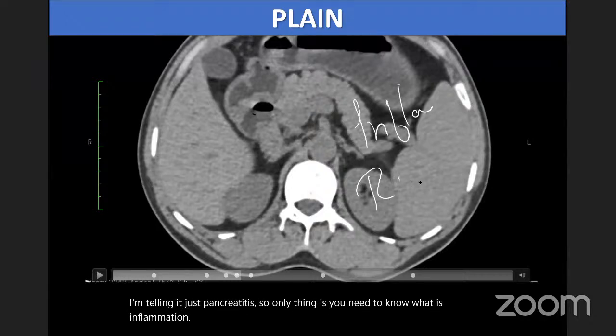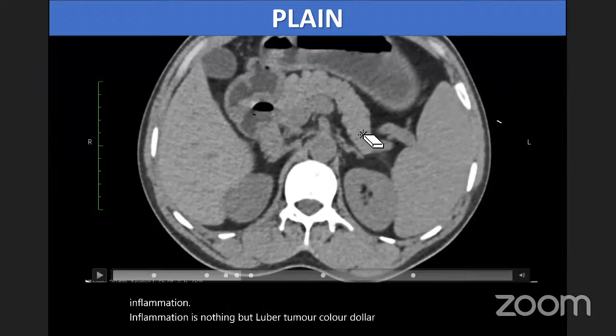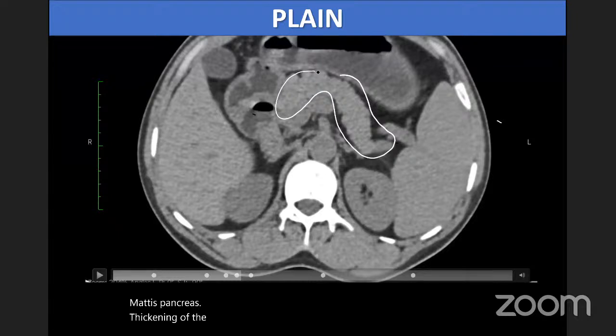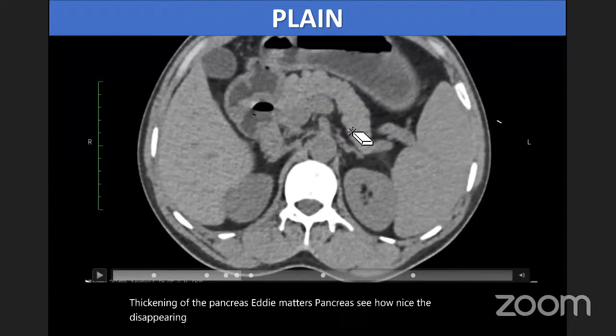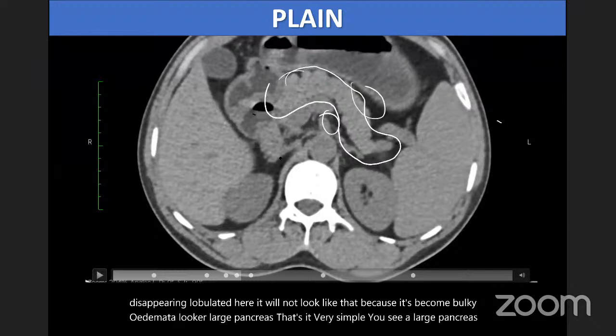Inflammation is nothing but rubor, tumor, calor, dolor. So there will be an edematous pancreas, thickening of the pancreas. See how nicely it appears lobulated here. It will not look like that because it has become bulky, edematous. It will look like a large pancreas. That's it. Very simple. You see fat stranding in the front, in the back, everywhere.